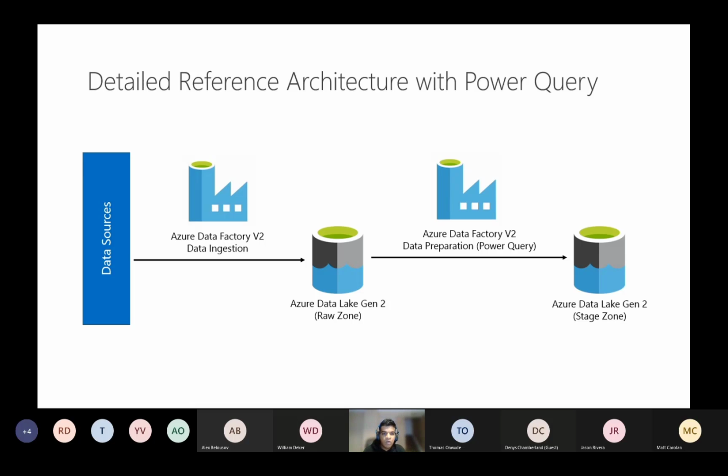What are these zones? So I told you about the raw zone, or the raw section, and the stage zone. These zones are used to organize files in a data lake. For now, it's just a raw zone and a stage zone.